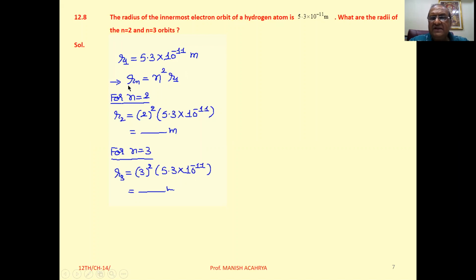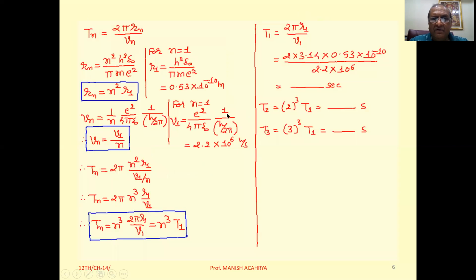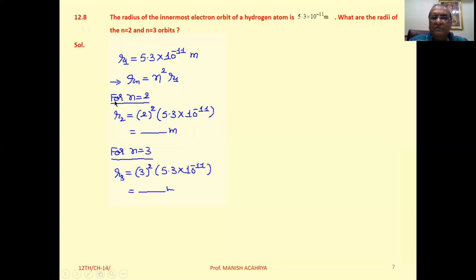And we know this thing, Rn that is equal to n square into R1. See here, we already proved Rn that is equal to n square into R1. So for n equal to 2, we can write R2 that is equal to 2 square into 5.3 into 10 raised to minus 11. Solve this one, you will get the answer.